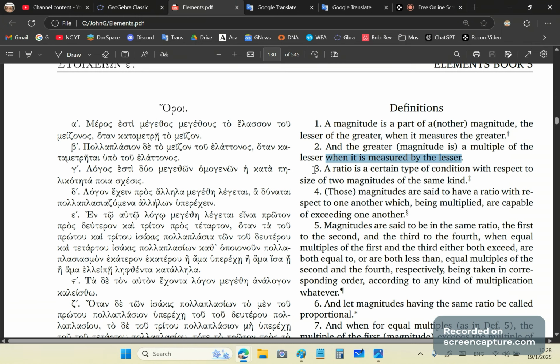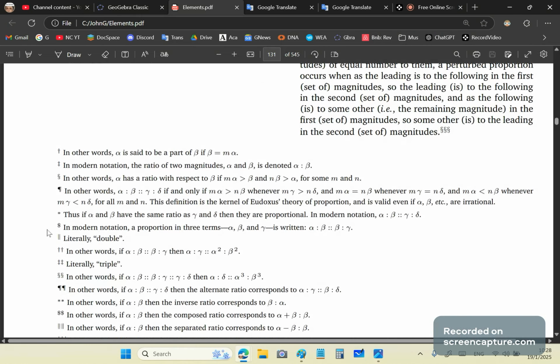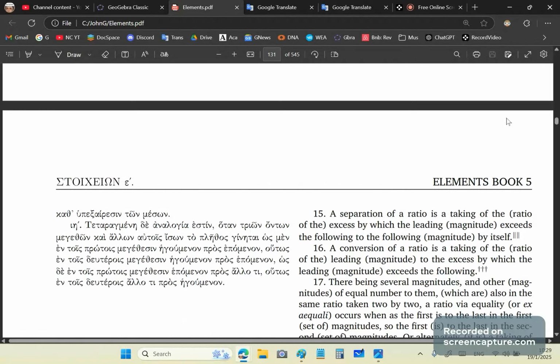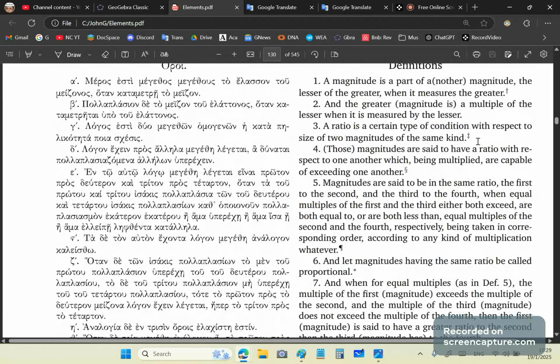Then definition 3 is where all the confusion comes in. And Heath didn't understand this because, again, he did something with algebra here. If you look at his comment on this, if you go down here, he says, in modern notation, the ratio of two magnitudes, A and B. So he's thinking of two numbers, A and B. But these are not numbers, by the way. There are no numbers here at this stage. And it's not accidental. It's on purpose. So, what does number 3 mean?